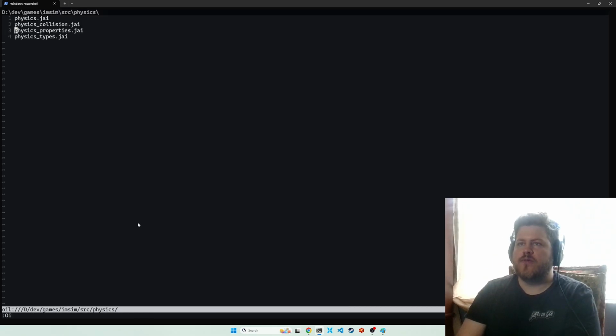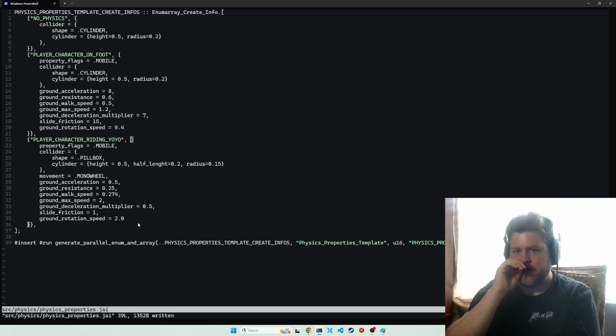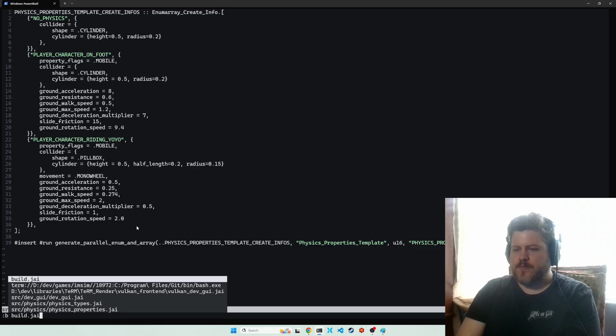So I'm going to move over to physics properties. The player character riding the yo-yo should have the shape pillbox. The height 0.5 is fine, the radius 0.15, I don't care, and the half length equals, I don't know, 0.2 or something. I'll see how these shake out later on. Actually, probably I want to draw them first, right? I want to see what it looks like before I do anything else. So, where am I drawing a cylinder?